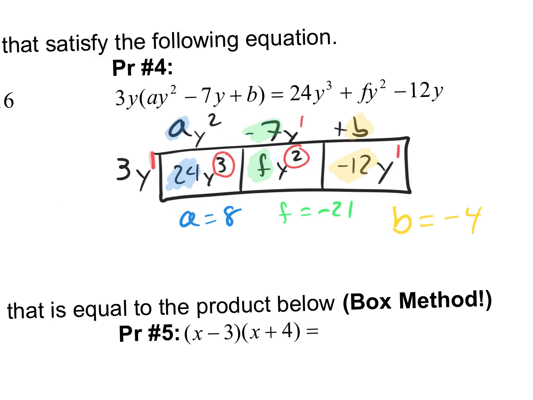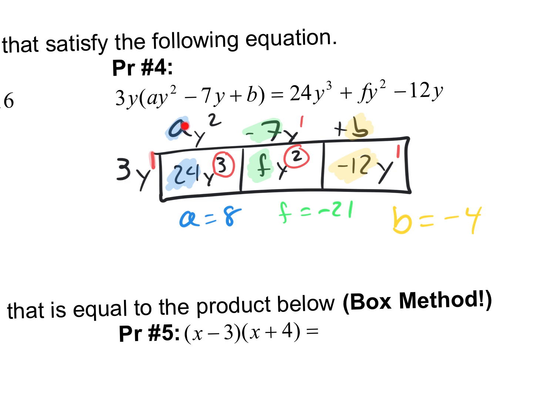All right, hopefully you worked this out. First I want to point out that this time we're multiplying with a y to the 1. And so that's why all of our answers are going to have one more in the exponent. So y to the 1 times y squared gives us y cubed. So that's how we know the y cubed goes here. y to the 1 times y to the 1 gives us y squared. So that's how we know the y squared goes here. And finally, y to the 1 times y to the 0 gives us y to the 1. So that's how we know where each thing goes in my box.